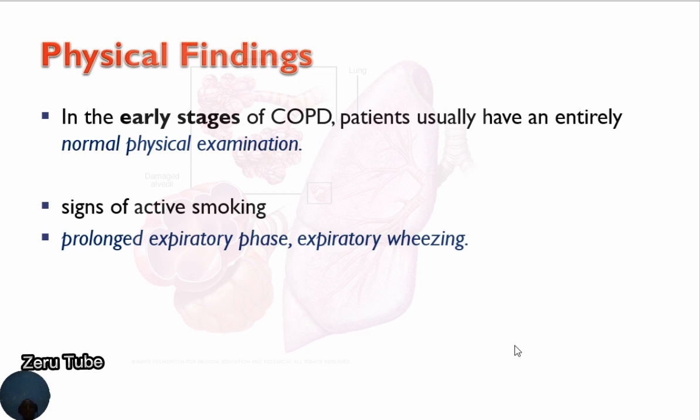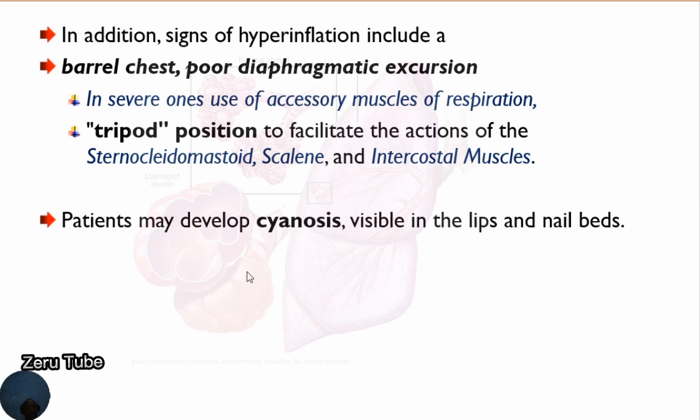What type of wheezing? We can hear expiratory wheezing. In addition, there are signs of hyperinflation: the patient can have a barrel chest. We can see a very inflated or very wide chest because of hyperinflation. So the signs of hyperinflation are, one, the barrel chest. Barrel chest is one of the signs of hyperinflation.